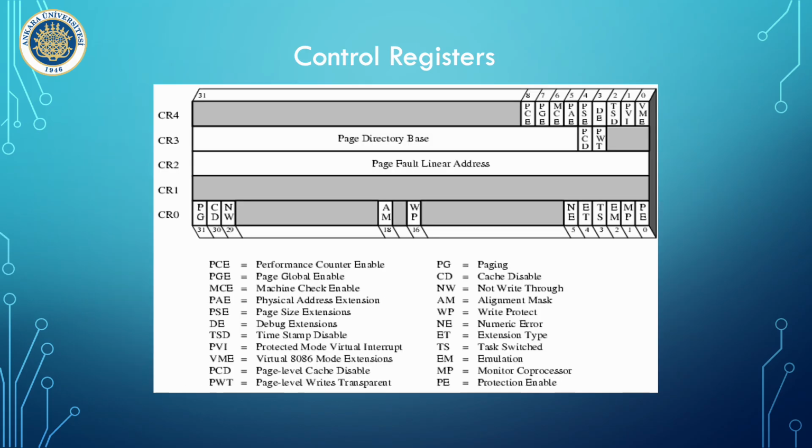Control registers in x86, such as CR0 through CR4, are used primarily by the operating system. They manage crucial system functions like paging, memory protection, and the enabling of certain processor modes.